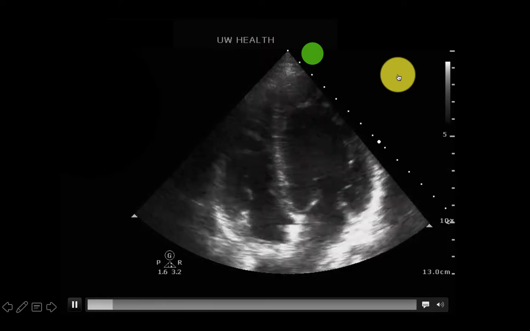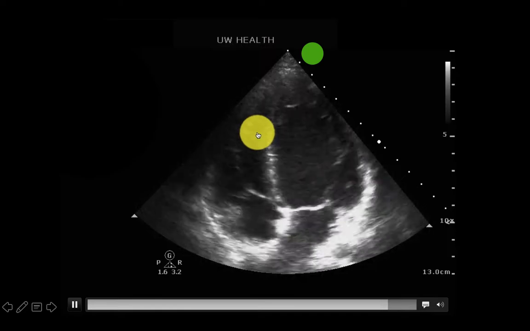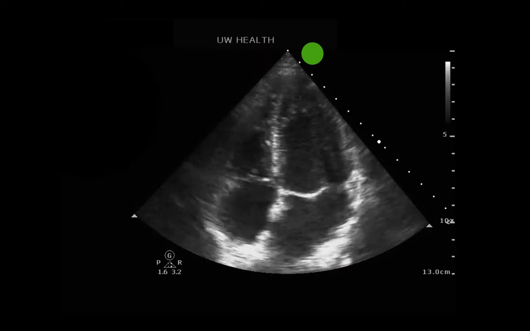The other thing is there's this fibrous band that sits in the apex of the right ventricle. You can see it very faintly here. That's actually called the moderator band, and that's only present in the right ventricle and not the left ventricle.